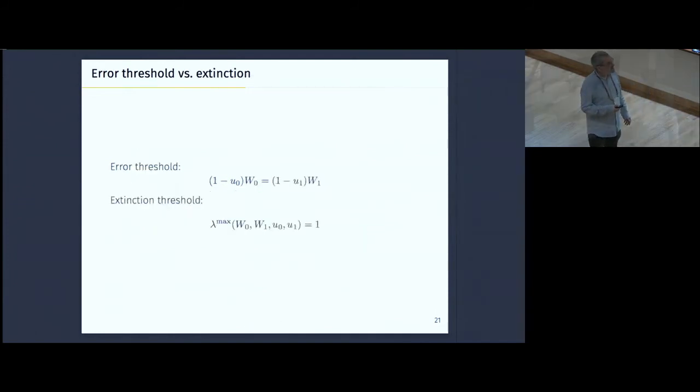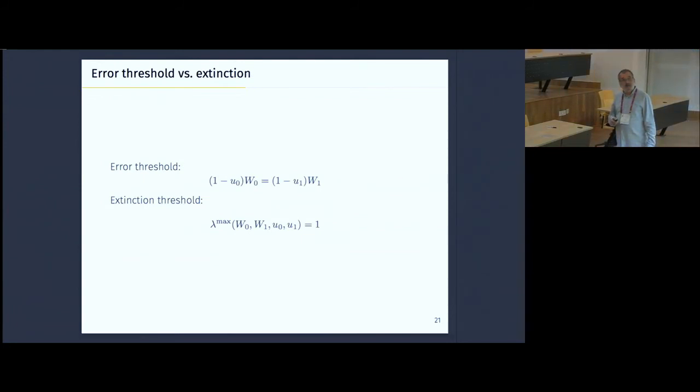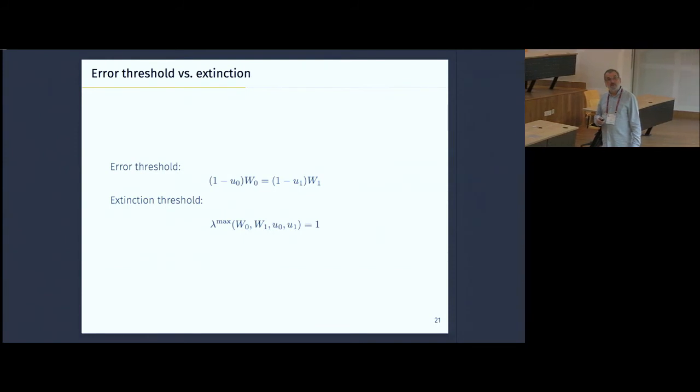The error threshold is given by essentially the same formula we had before. You have to compare what happens on the wild type and what happens for the, say, the first class.